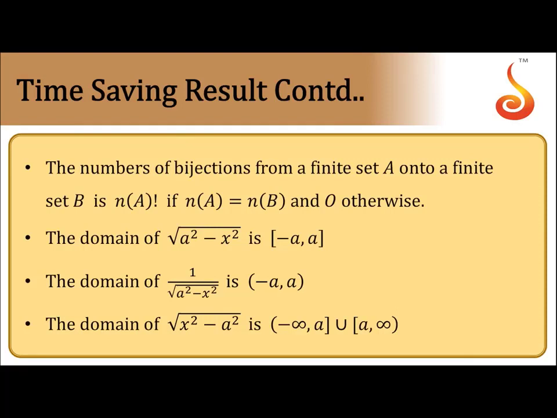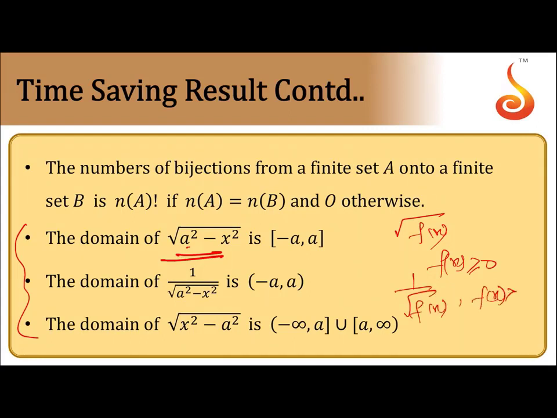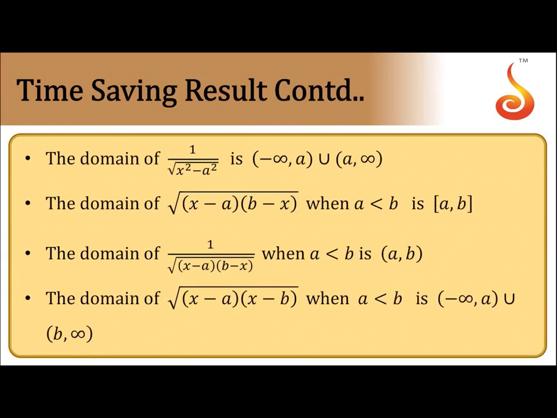Coming to the next one, these are some of the important formulae which are very useful in simplifying things. The domain of this function, square root of a square minus x square. Please try to remember for all three, the condition to follow: if you have a root of something, f of x must be greater than or equal to 0. If you find 1 by root of f of x, then f of x has to be only greater than 0 but not equal to 0.